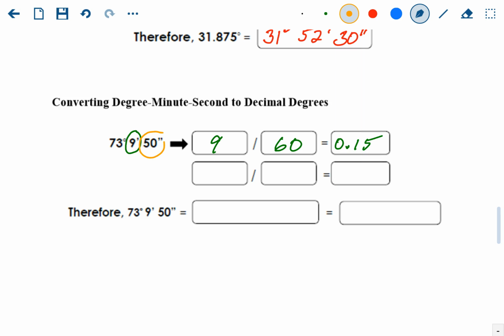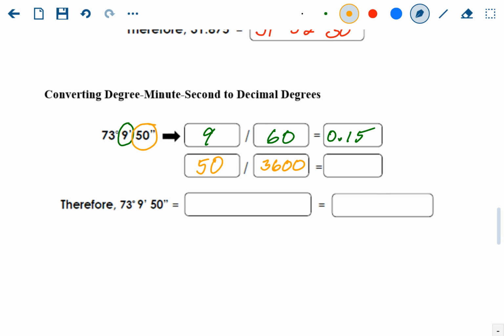Take the seconds part, 50 seconds. Divide that by not 60, but 3,600. Because again, we're converting the minutes into degrees, and that's going to be a smaller degree. Minutes are a smaller degree, and seconds are even smaller. So that's the 3,600. All right, so this one is 0.014.